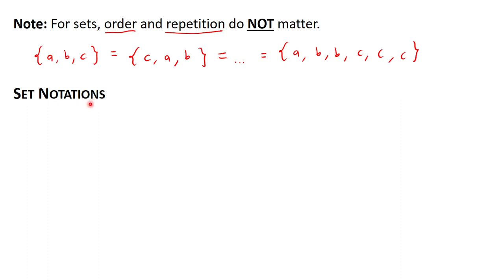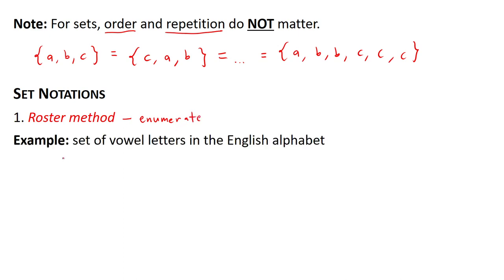Here are some notations involving sets. The first one is called the roster method. Ito yung set notations ay mga paraan how to denote a set. Roster method is also known as the enumeration method. So we literally enumerate the objects in the set. For example, the set of vowel letters in the English alphabet, pwede natin itong tawaging letter E halimbawa. We literally list down ano yung mga vowel letters in the English alphabet. So, A, E, I, O, U.